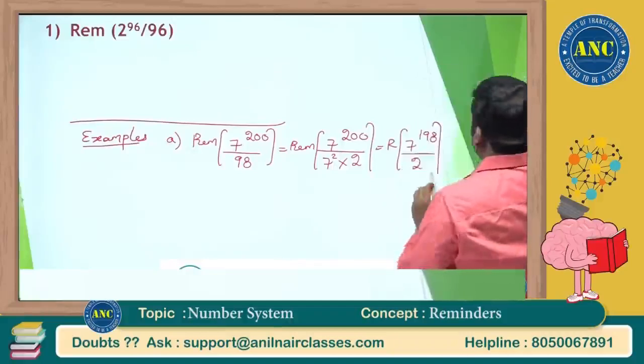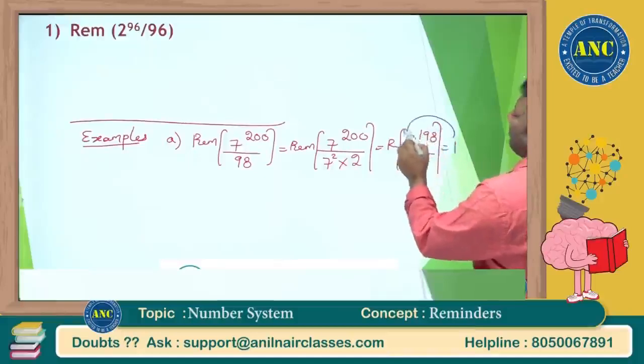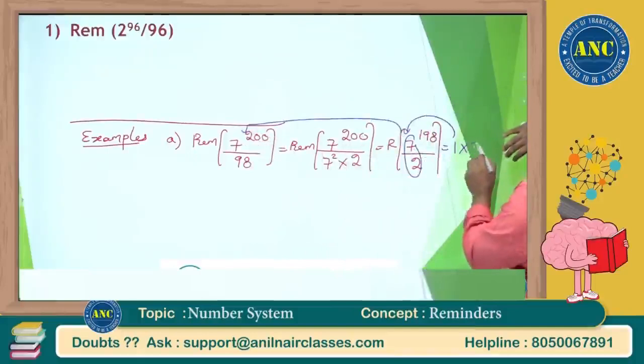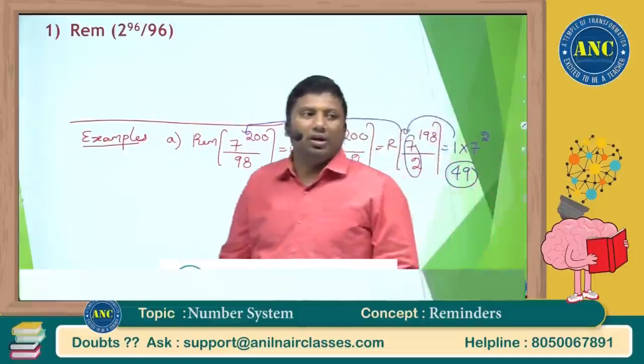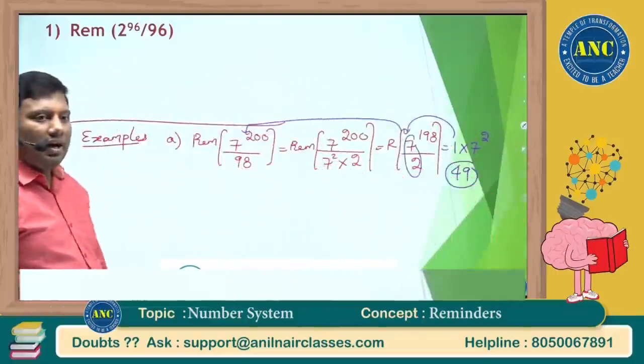7 divided by 2 gives remainder 1. So it is 1. 1 is the answer for 7 power 198. I want it for 7 power 200, so multiply by 7 square. 1 into 49. Answer is nothing but 49. I hope the idea is clear.